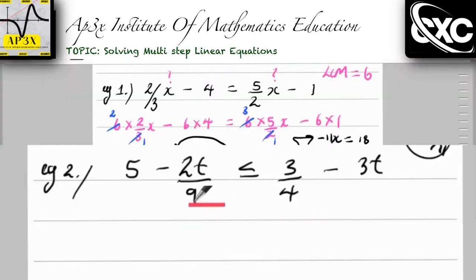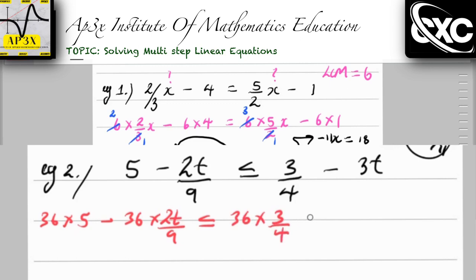Again, when you look at this problem here, the problem immediately that needs to be solved is cancelling the 9 and cancelling the 4. So once again, 9 times 4 is 36. I'm going to go ahead and multiply each and every term here in the equation by 36. So it's going to be 36 multiplied by 5 minus 36 multiplied by 2t over 9. That's less than or equal to 36 multiplied by 3 over 4, and that's going to be 36 multiplied by 3t.